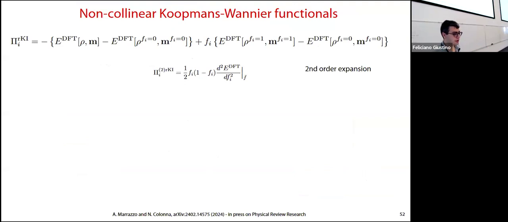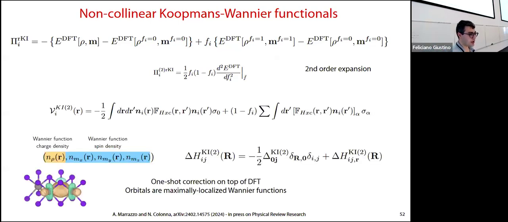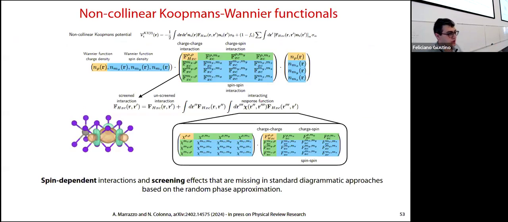And so recently, with Nicola Colonna, what we did was to generalize this to non-collinear calculations. So now you have a functional that depends not only on the orbital charge density, but also on the orbital spin magnetization density, okay? You can do a simple second-order Taylor expansion. You get your local Koopmans functional, and it's a functional of the charge density of any orbital, but also of the spin density of any orbital. You use this as a one-shot correction on top of density functional theory, similar to what you do with GW in the one-shot G0W0 approach, okay? But the key aspect is that the orbitals are maximally localized Wannier functions, okay? And this is a sketch of the theory.